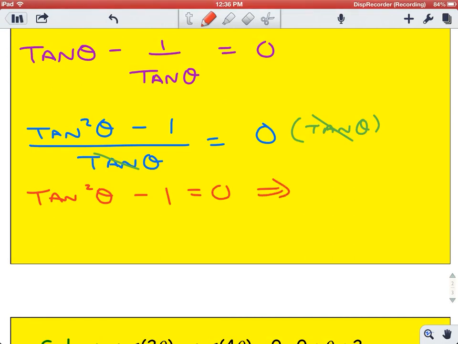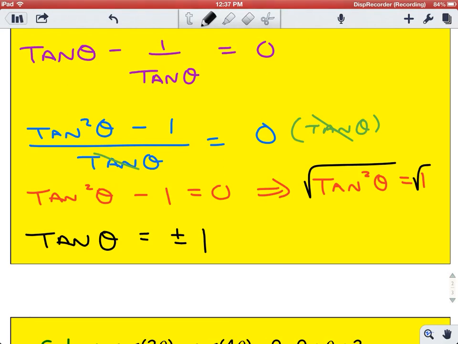And then, of course, I can just rewrite that as tan squared of theta equals positive 1. And therefore, tan equals plus or minus 1. Just take the square root of both sides. And that's where the plus or minus will come in. And what that means in terms of the unit circle, that means everywhere. Wherever tan of theta is 1 or -1, in all of those reference angles all the way around the circle.